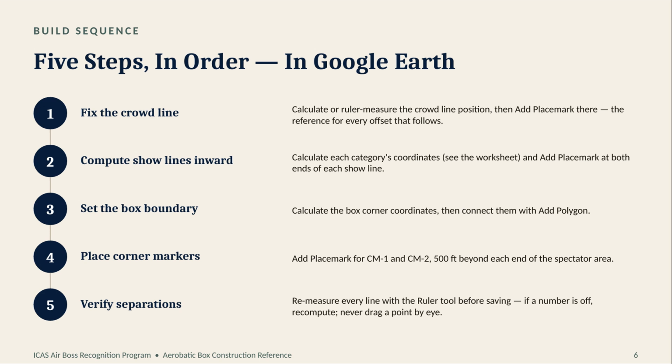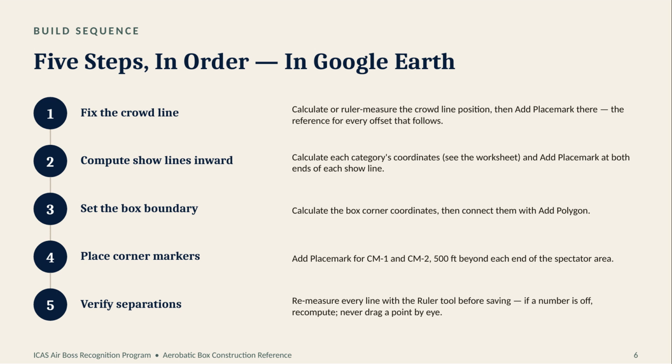Step 5. Verify separations. Remeasure every line with the ruler tool before you save the file. If a number is off, recompute it. Never drag a point by eye to fix a measurement error. That habit is exactly how non-compliant layouts get built.